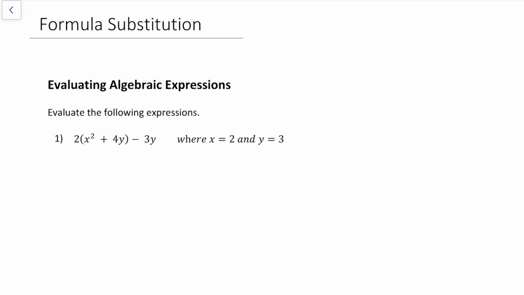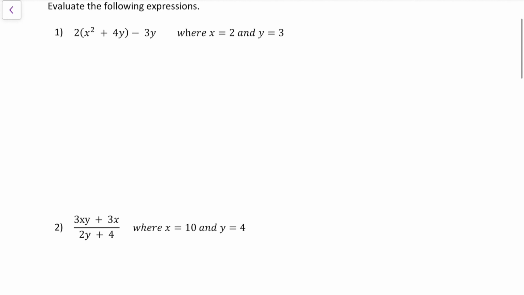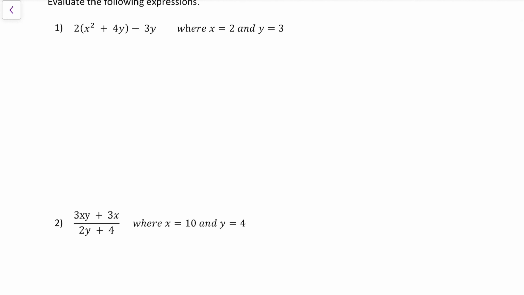In this video, we are going to look at formula substitution, which means that we're looking at how you substitute numbers into equations or expressions. So let's first look at algebraic expressions. If I have this algebraic expression here, and I know that x is 2 and y is 3, then we can solve this out.